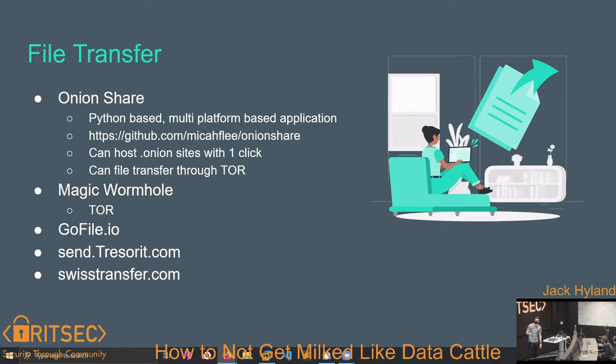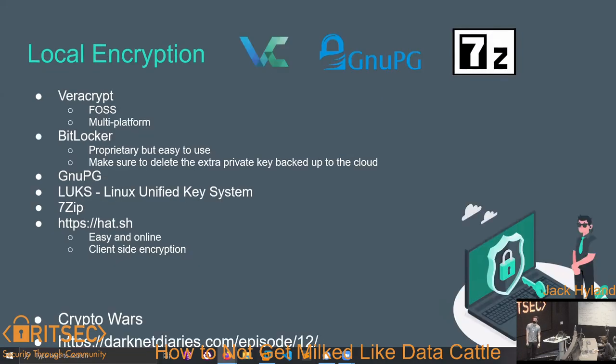File transfers, onion share is what I was showing before. You could use that to file share. Magic Wormhole is another thing. It's more CLI-based, but it uses Tor. GoFile, Treasurit, and Swiss Transfer are really good services that just allow you to transfer files securely.